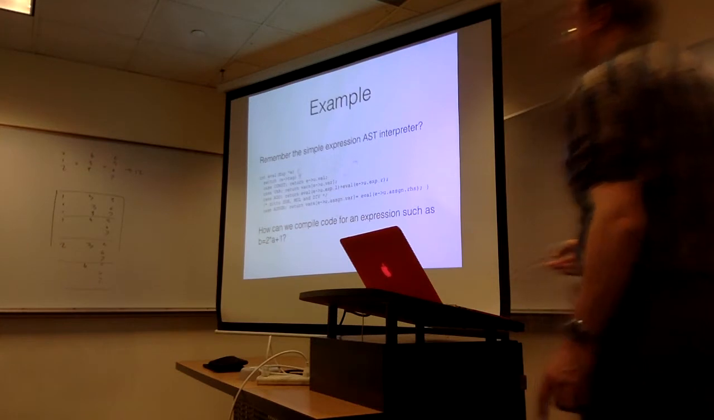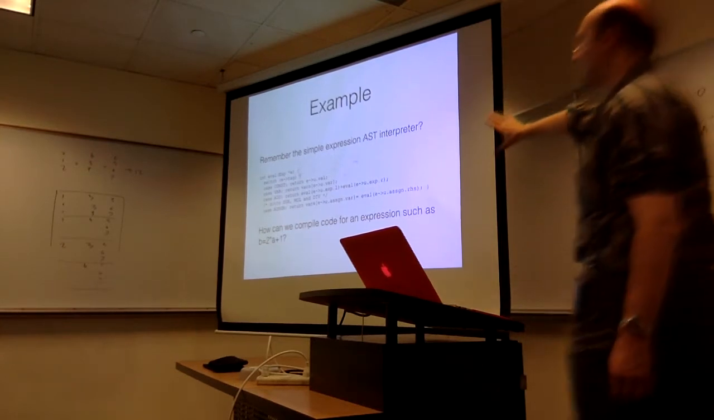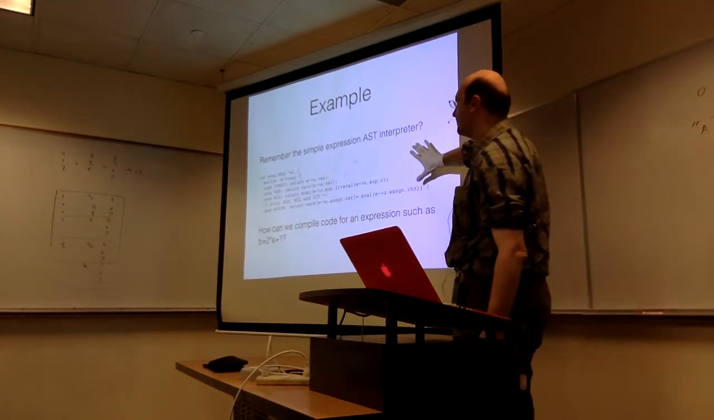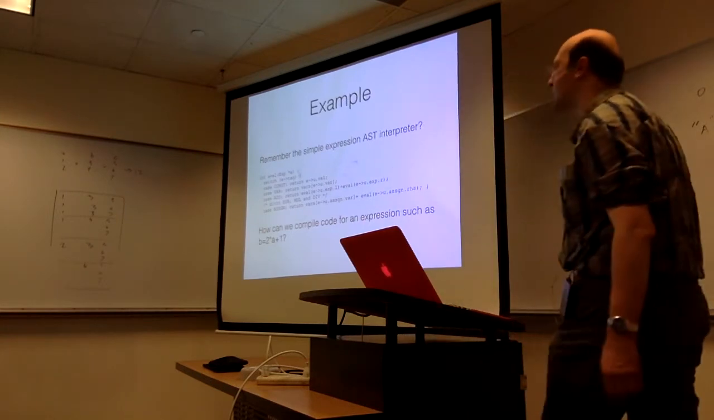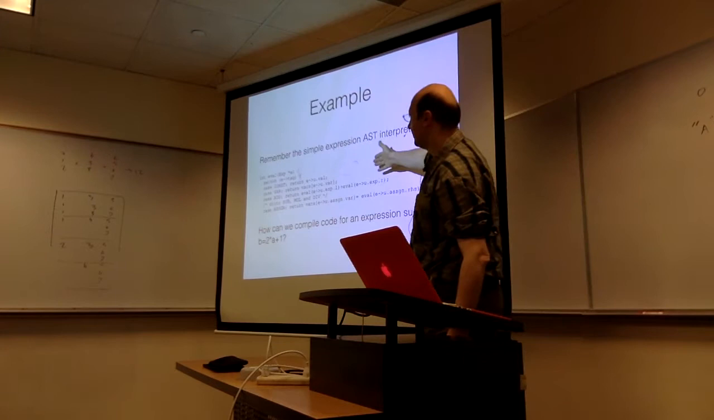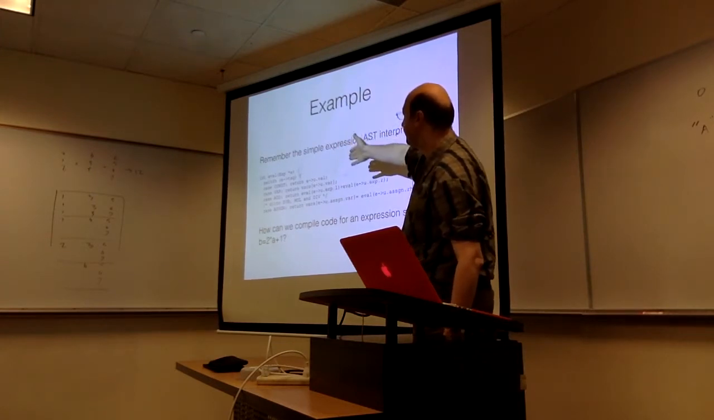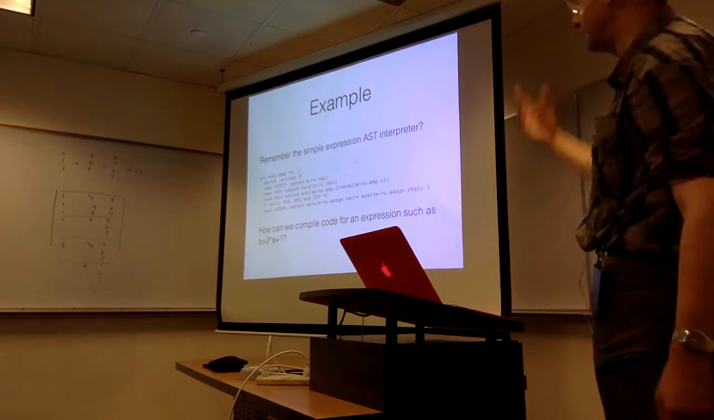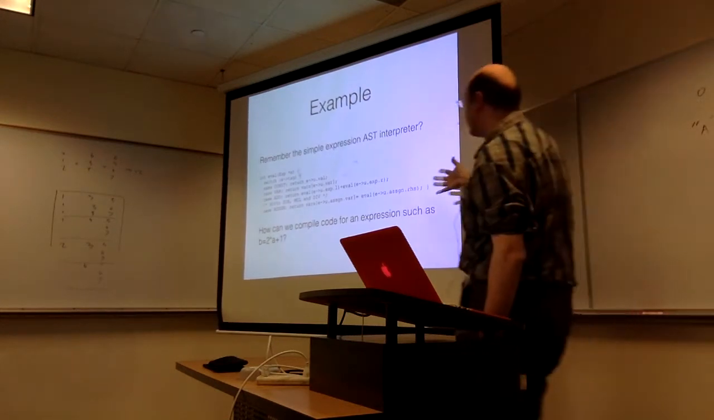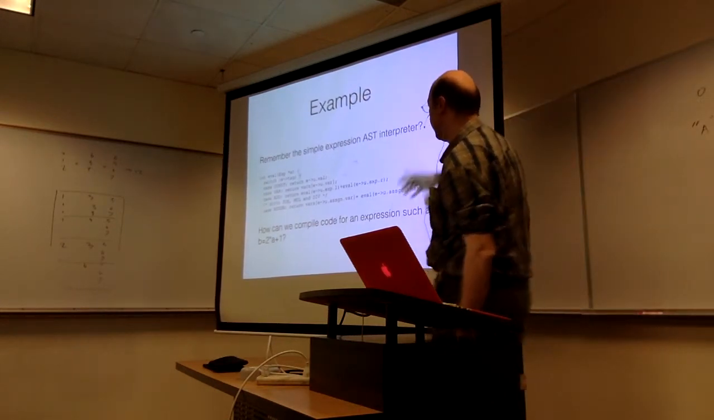So remember the simple AST interpreter that we started with that was just interpreting expressions? This is lifted from that slide. So we've got the dispatch on an AST node, and we're just going to evaluate based on what kind of node we've got, and we recurse down the tree. So how do we turn that into a compiler?